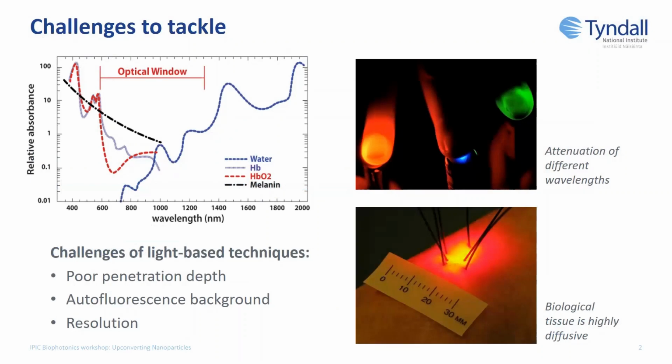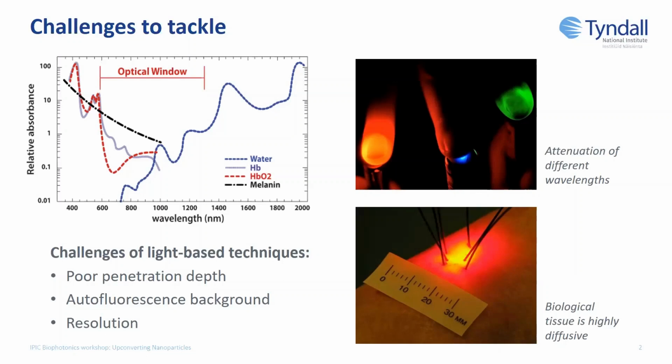So you're aware that there are certain limitations, especially when we work with visible or ultraviolet light, because of the attenuation of different wavelengths, and that's caused by the absorption of different chromophores in tissue. We are working typically within the optical window, and also biological tissue is highly diffusive. So all of that together leads to poor penetration depth. So when we are working with, for example, treating deep-seated tumors, and we would like to look deep inside of the tissue, that's causing a lot of problems with the penetration depth and with the resolution.